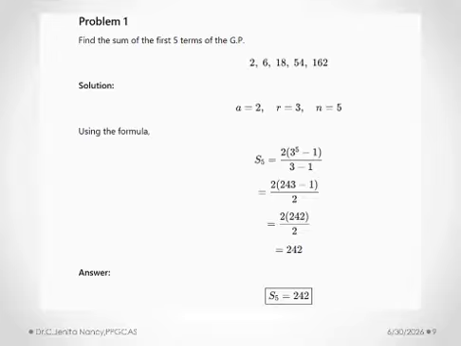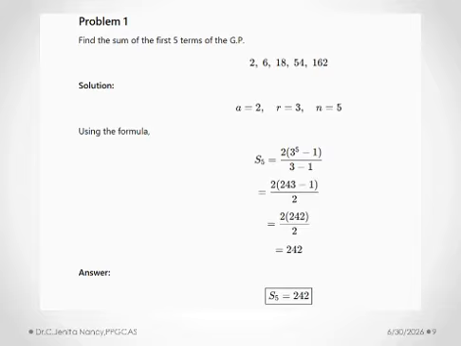Problem: find the sum of the first 5 terms of the GP 2, 6, 18, 54, 162. Here we know that the first element A is taken as 2. The common ratio is 6 by 2, 18 by 6, 54 by 18, 162 by 54, which gives the answer 3. Hence, R is equal to 3.